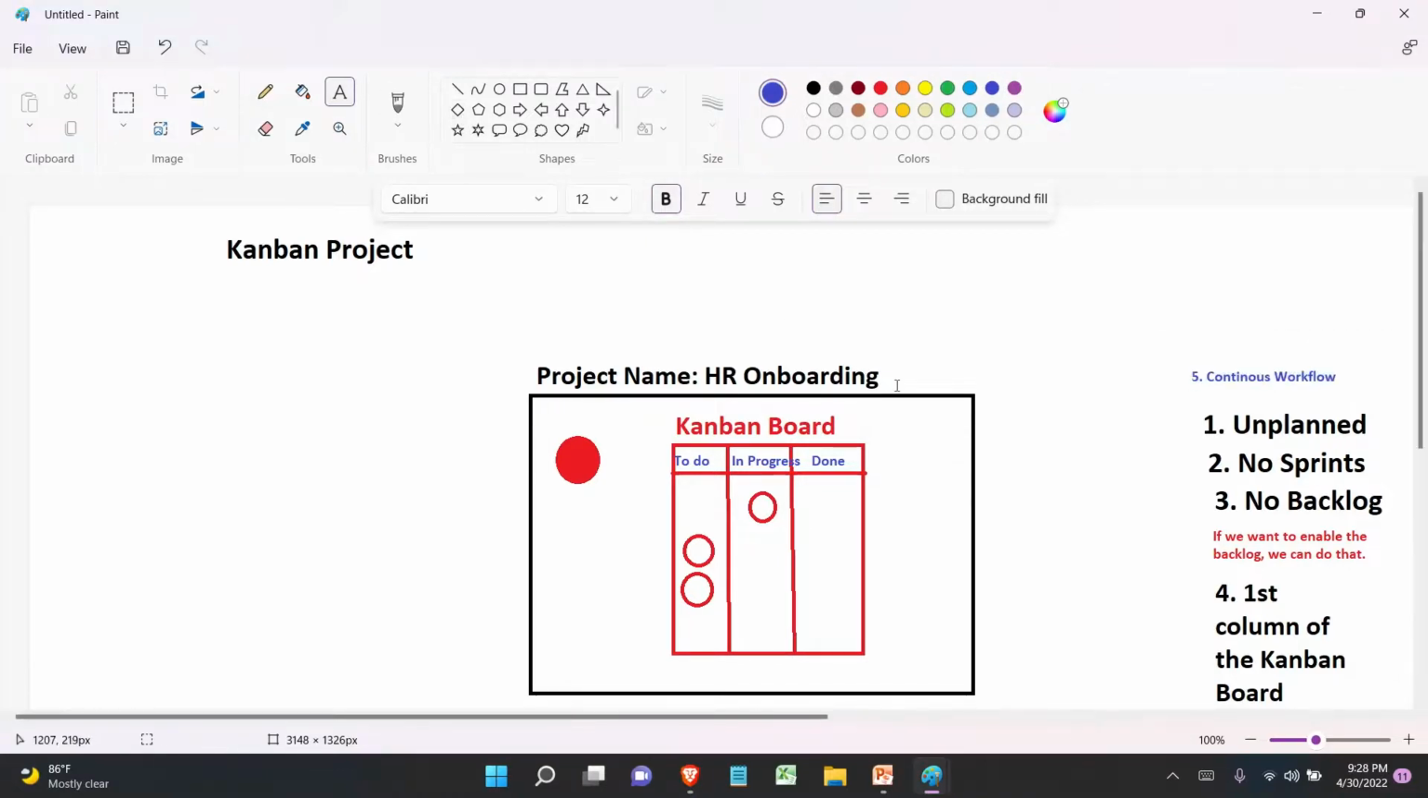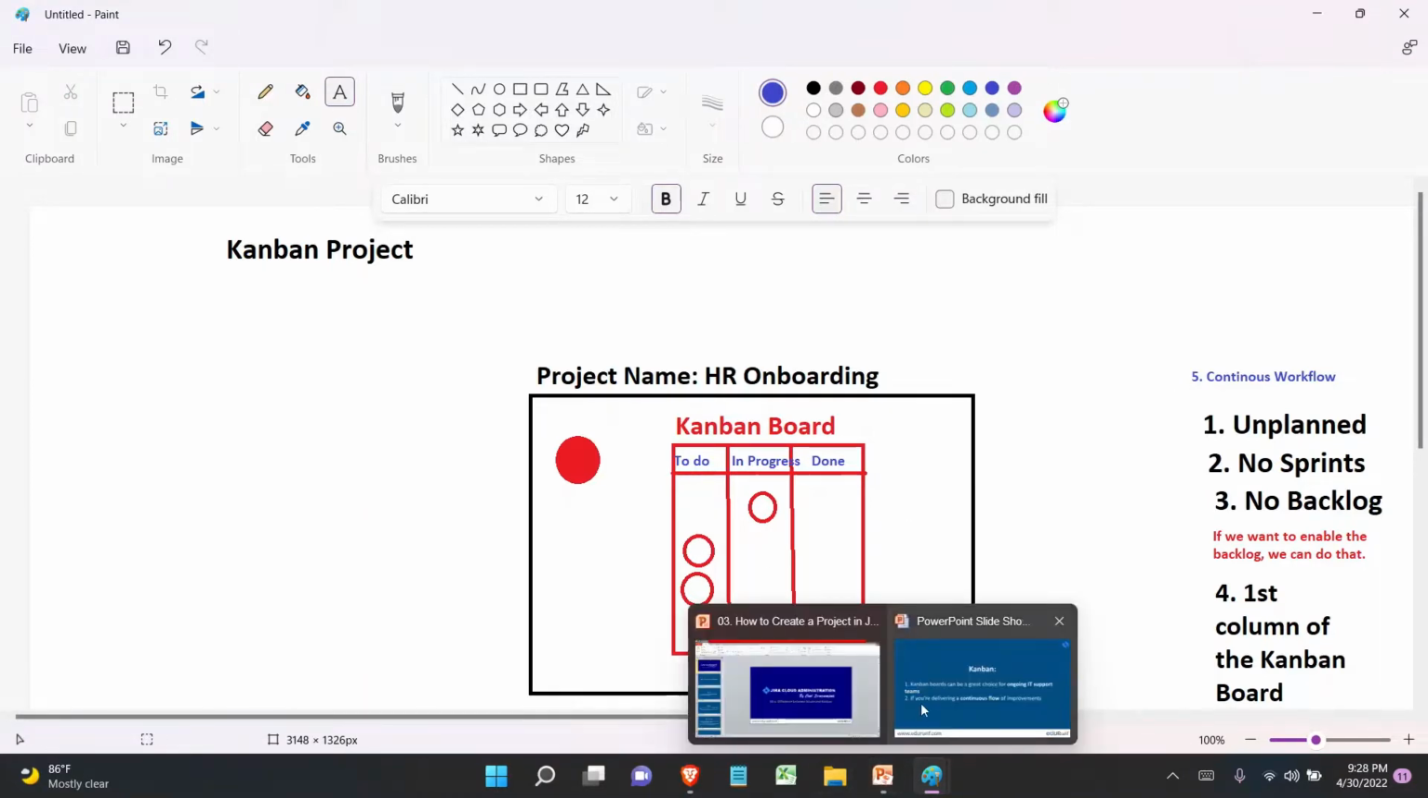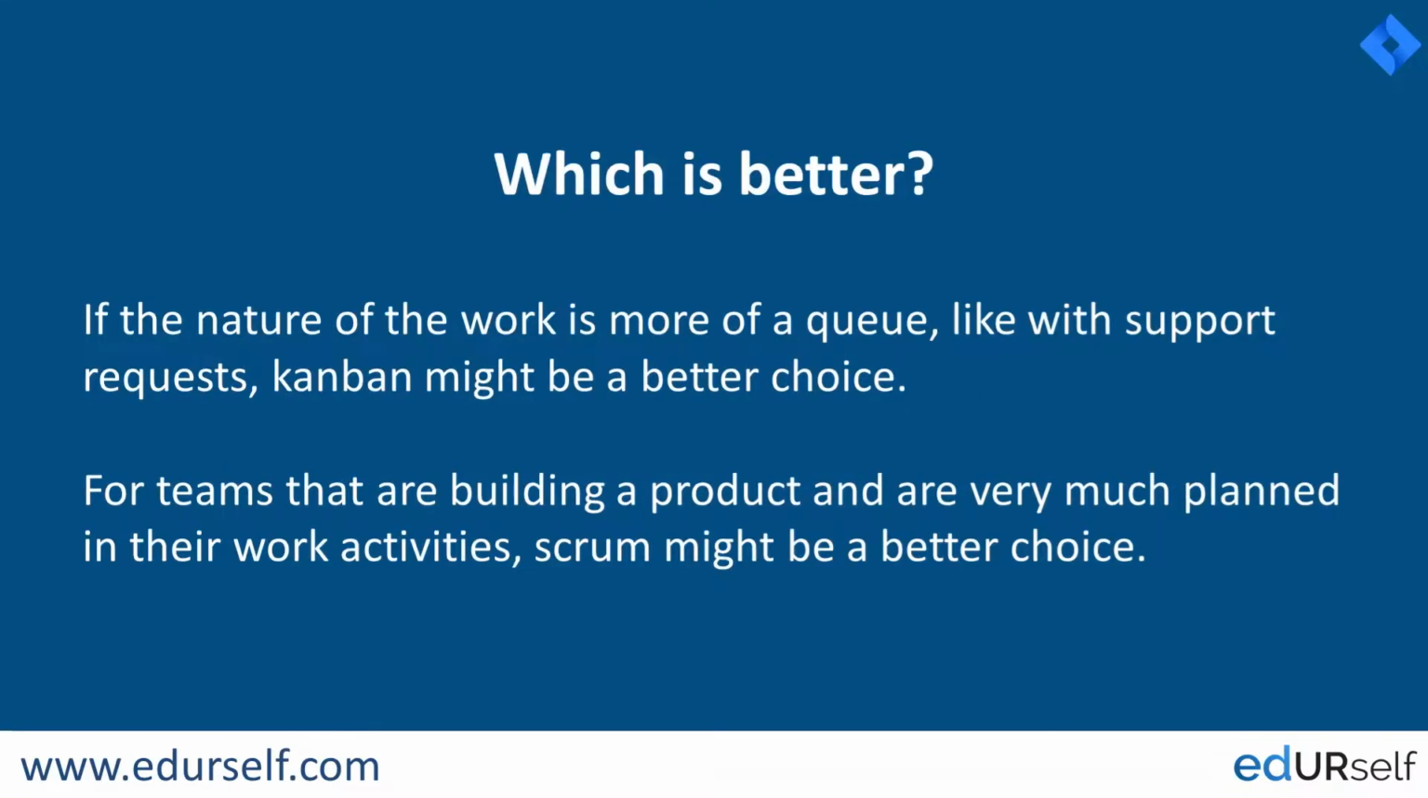So these are the basic differences between the Scrum project and the Kanban project. And now you might think which one is better. If the nature of the work is more of a queue, like support requests, and when it says support requests, it might be HR onboarding, right? Or maybe the IT support team, they can make use of the Kanban project. That is the time Kanban might be a better choice.